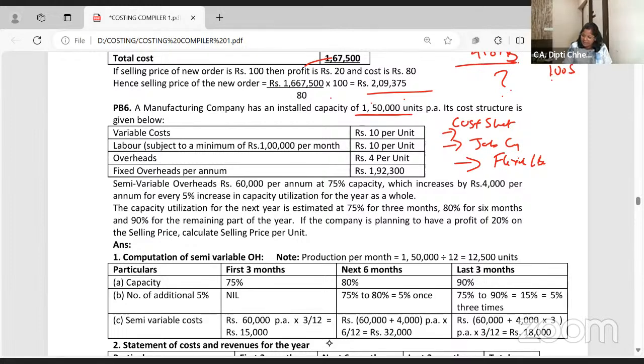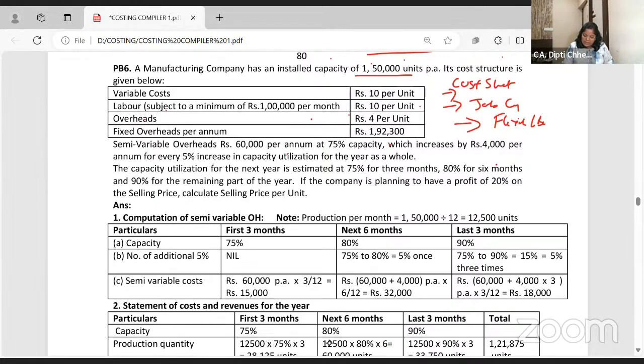1,50,000 is the installed capacity. Variable cost is 10 per unit. Labor is 1 lakh per month fixed, with 10 per unit minimum. Fixed overhead, and semi-variable overhead at different capacities. The capacity utilization for next year is 75% for 3 months, 80% for 6 months, and 90% for the remaining 3 months. Calculate the selling price.